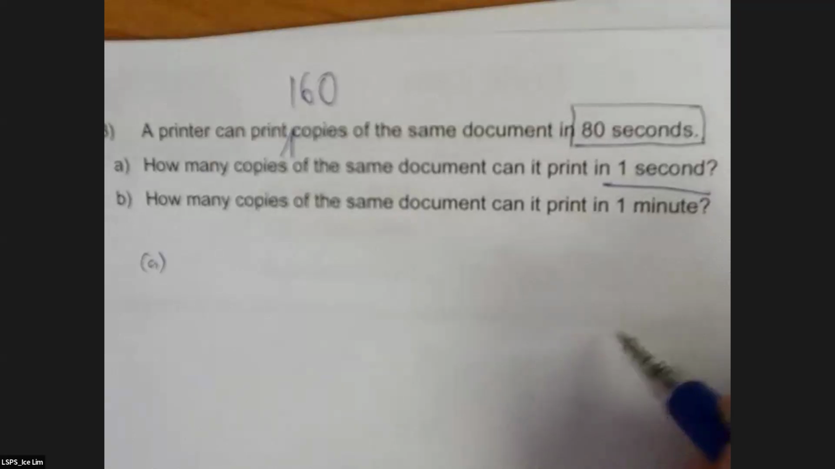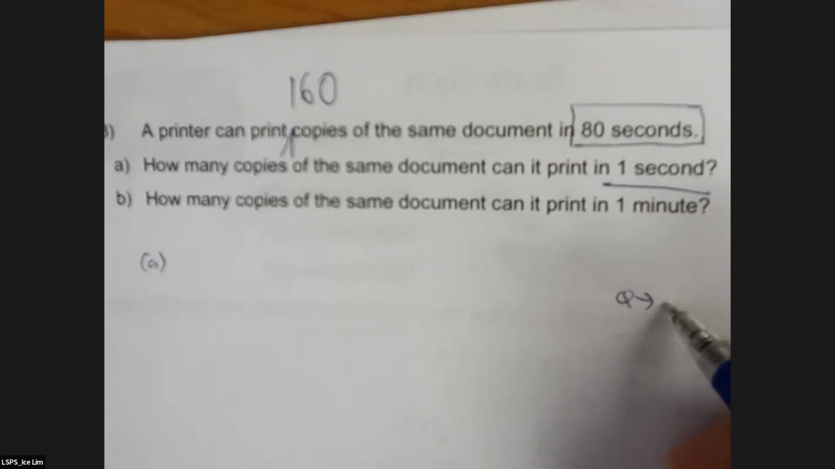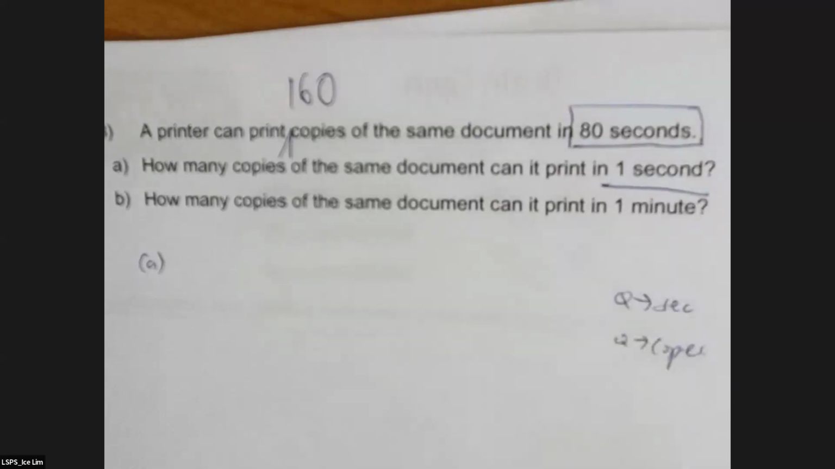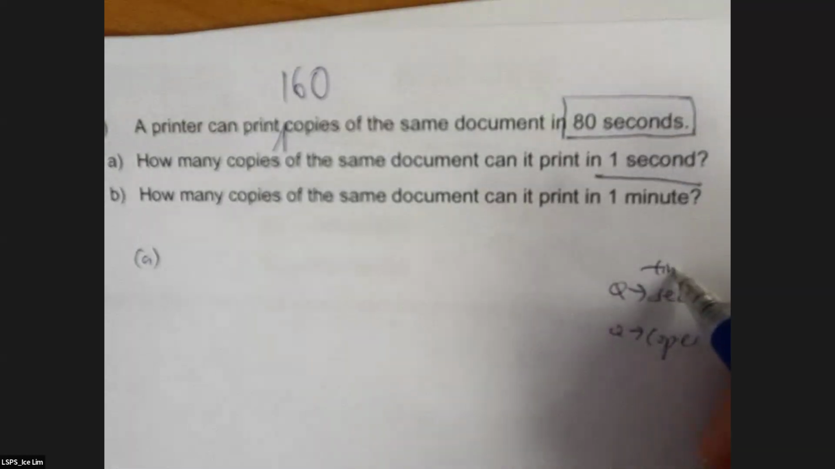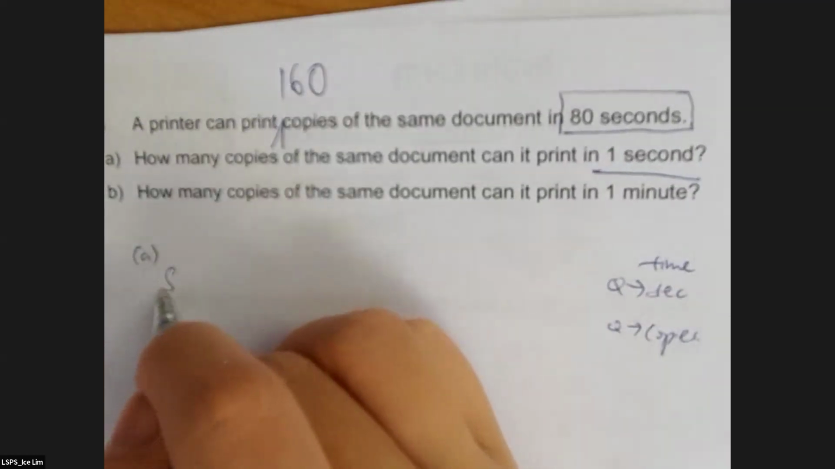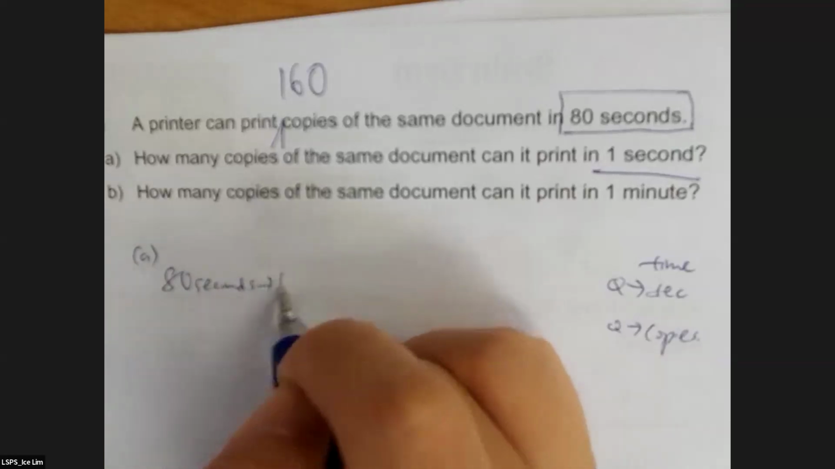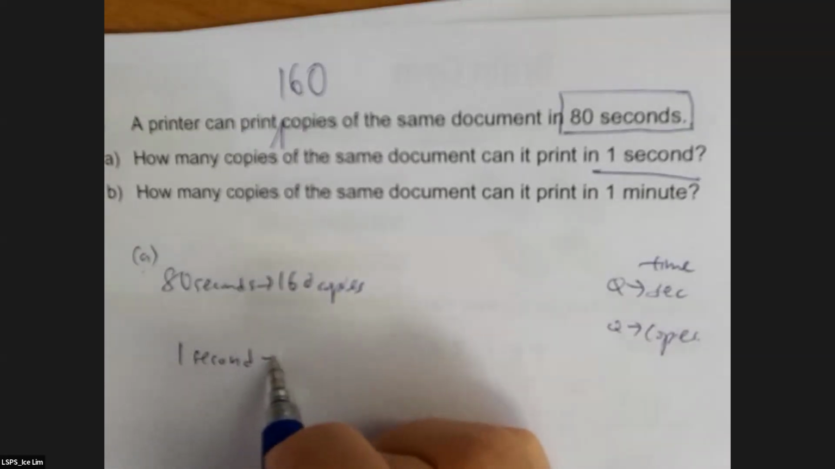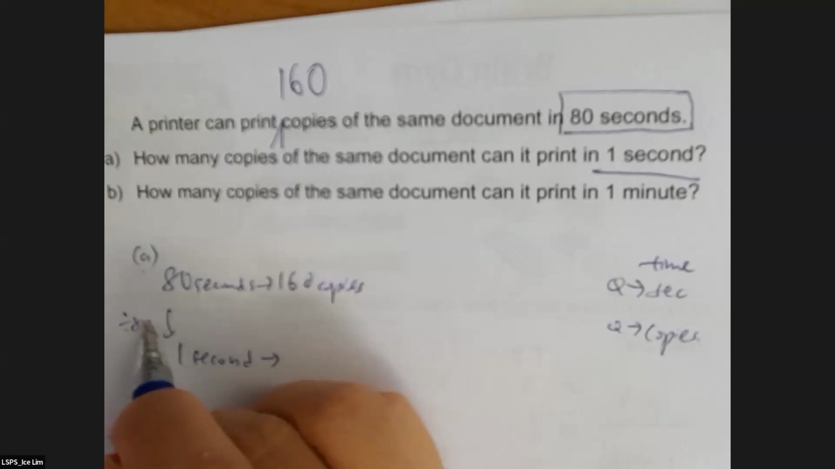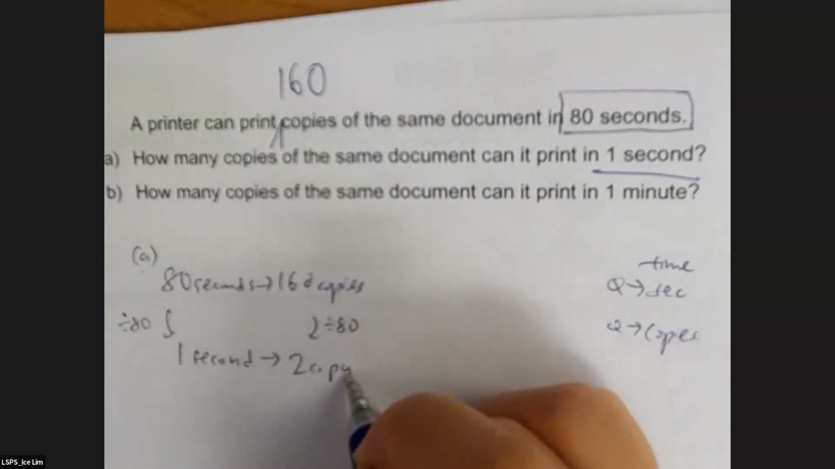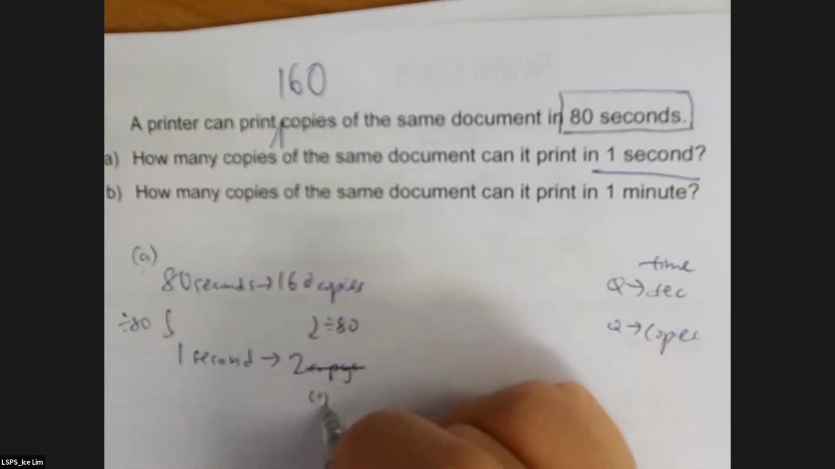So quantity number 1 is time in seconds. Quantity number 2 is copies of the document. Time in seconds. So the first one is 80 seconds, 160 copies. So 1 second is 2 copies.